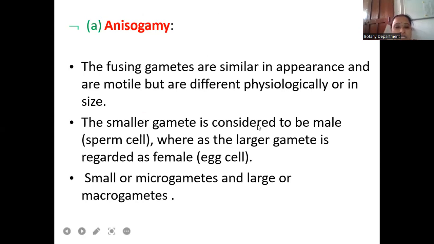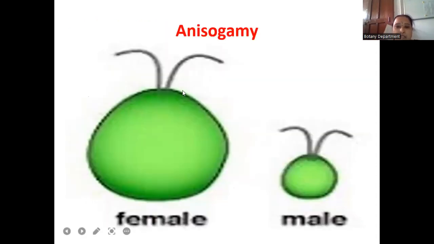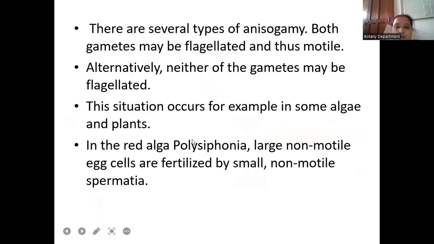One gamete is a smaller size. That gamete is called male. Another gamete is very large in size, that is called the female or egg cell. Small is the microgamete, and the large one is called the macrogamete. See, these are aniso. These are physiologically different. Size is also very different. This is the female. The female cell is a very large cell, and the male gamete is very small compared to the female.